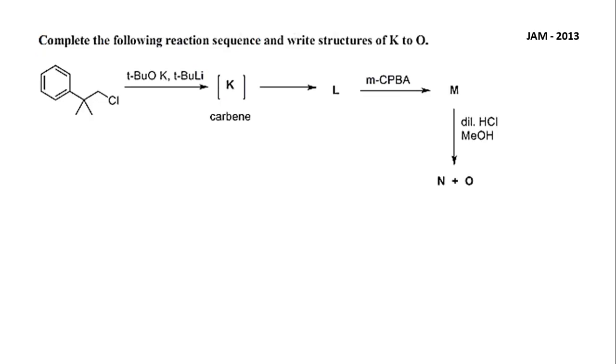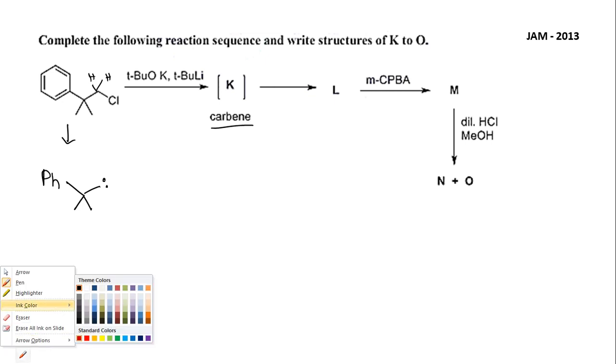Here we have to write the structures of K2O. So first there is generation of carbene. So what will happen? I am writing here Ph. So here we will have carbene in the presence of t-BuOK and t-BuOH. Now once this carbene is formed, basically here you have 2 hydrogens, so 1 H and 1 Cl will be removed. That is why, in the presence of this type of strong base, carbene is generated.